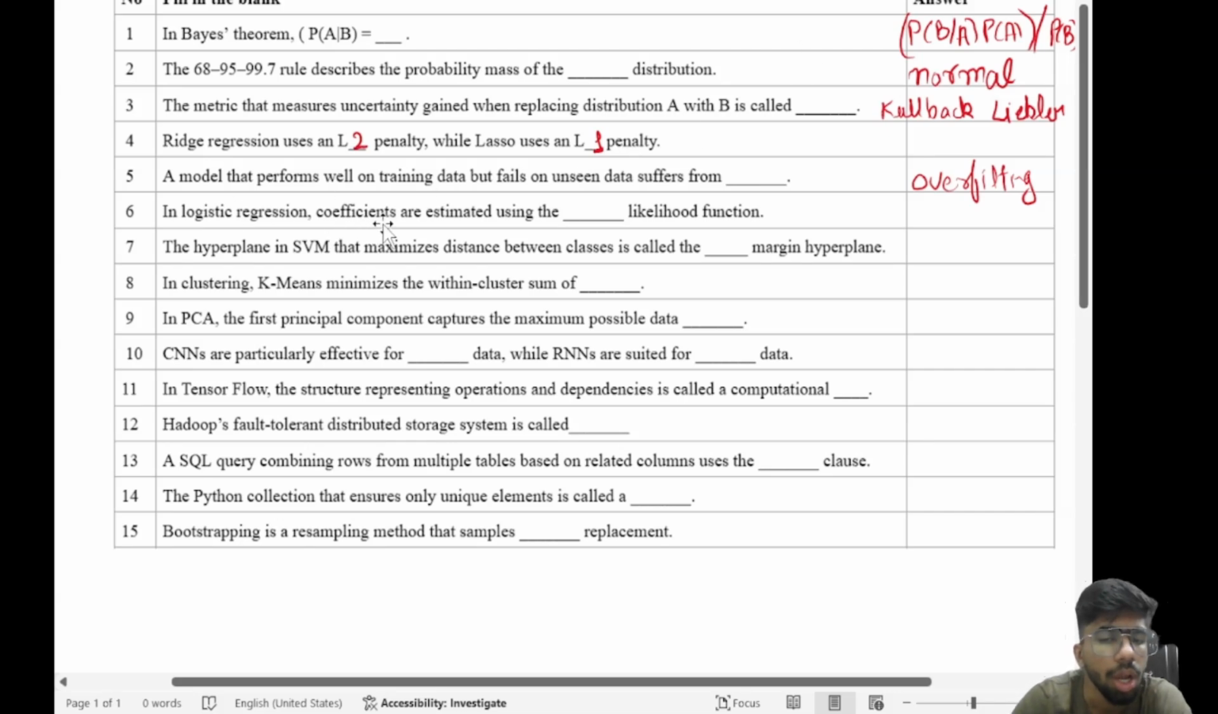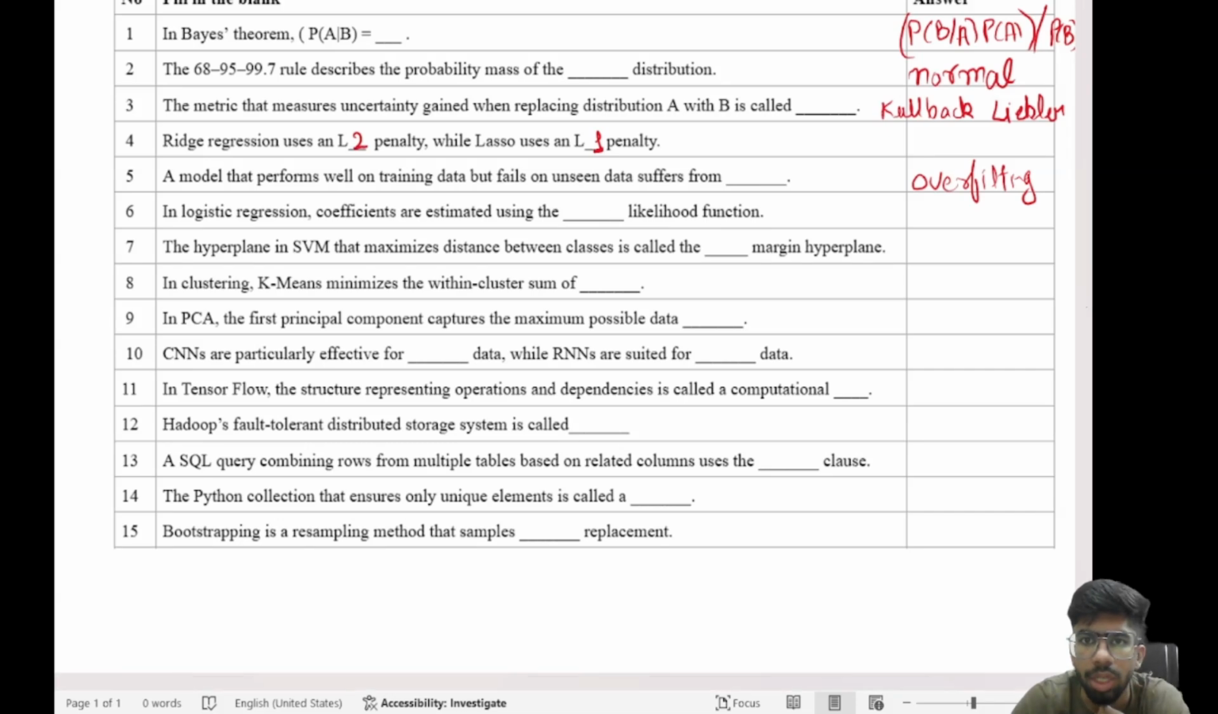In logistic regression, coefficients are estimated using dash likelihood function. So the answer is maximum likelihood function.